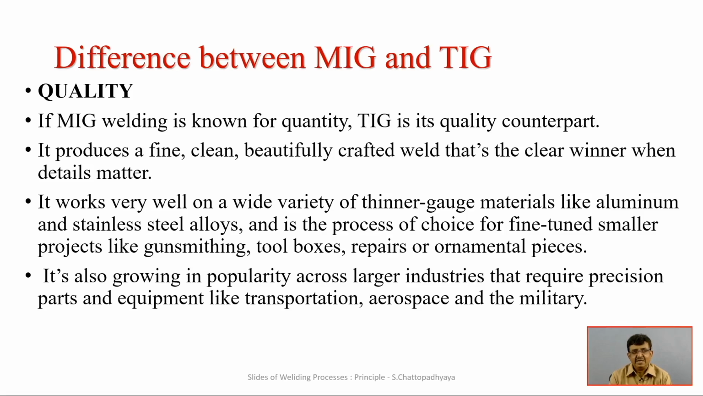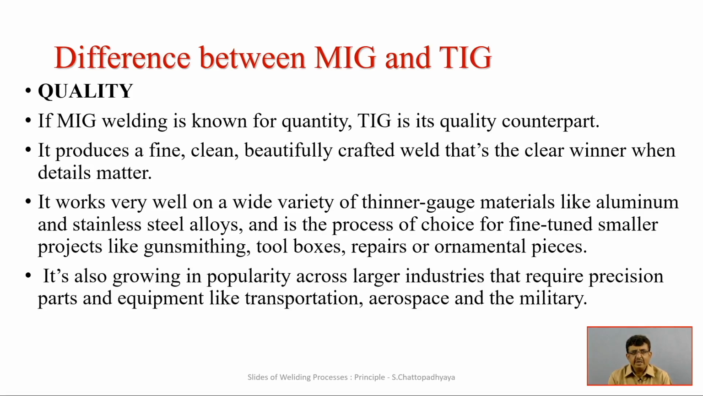We use TIG, which also works very well on a variety of thinner gauges. TIG is better for materials like aluminum and stainless steel, very thin ones. Sometimes in the autogenous mode, without adding filler material, TIG can do that. And for fine-tuned smaller projects like gunsmithing, toolboxes, and mission-critical precise applications, TIG can be a very suitable option.